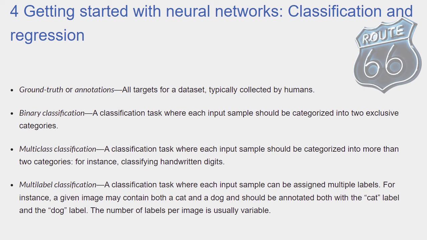Binary classification, a classification task where each input sample should be categorized into 2 exclusive categories. Multi-class classification, a classification task where each input sample should be categorized into more than 2 categories, for instance, classifying handwritten digits. Multi-label classification, a classification task where each input sample can be assigned multiple labels. For instance, a given image may contain both a cat and a dog and should be annotated both with the cat label and the dog label. The number of labels per image is usually variable.